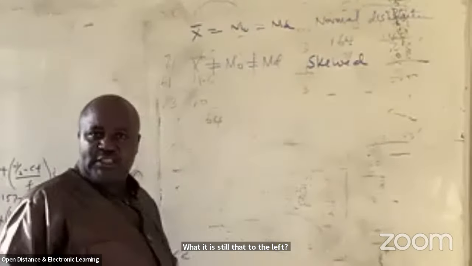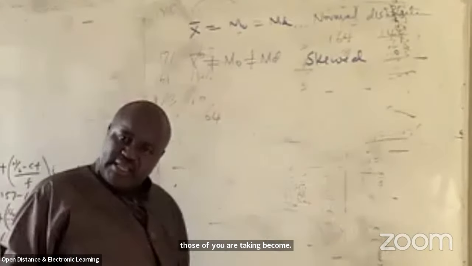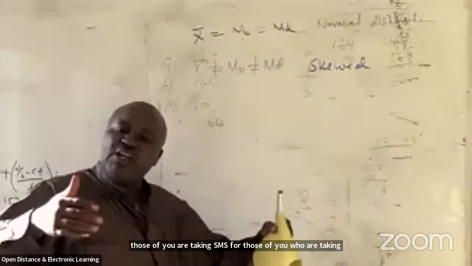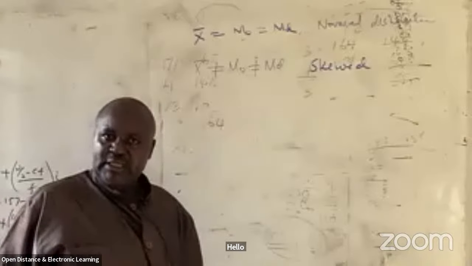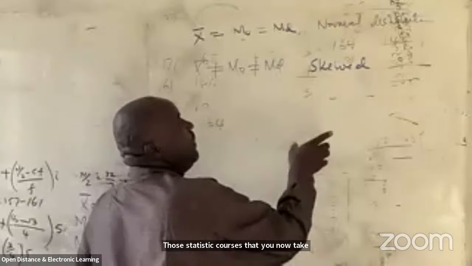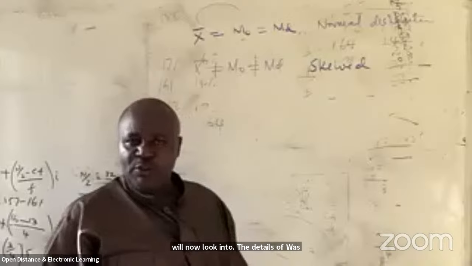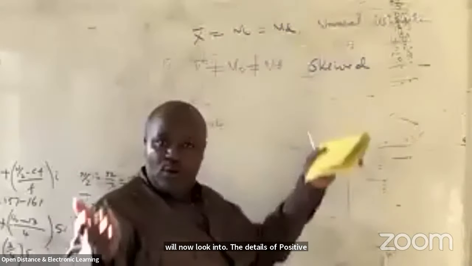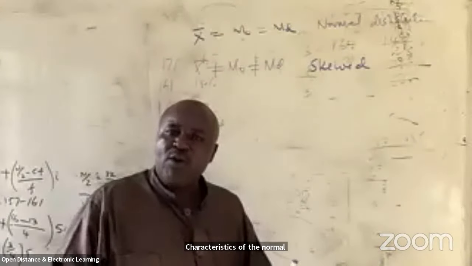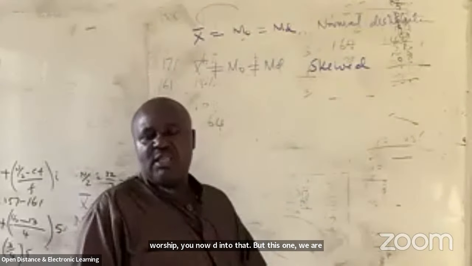So the nature of skewness, for those of you who are taking BCom, SMA, or criminology, you will do that now in your social statistics. Those statistics courses that you will take there, you will look into the details of skewness, positive skew, normal skew, and the characteristics of the normal distribution, which is bell-shaped. But here, we are giving you the basics that are required for those other courses that will come.